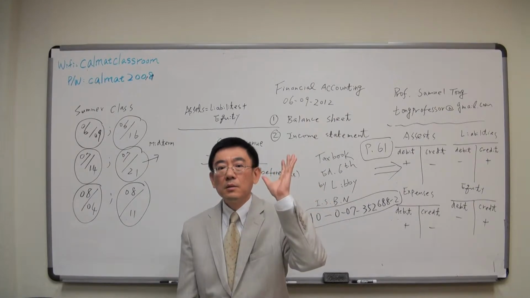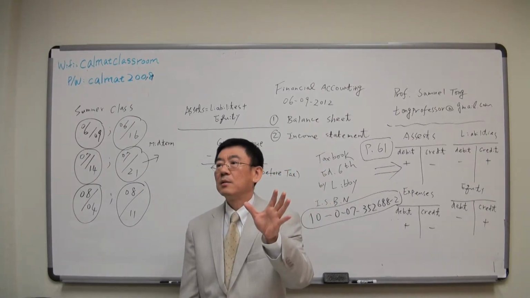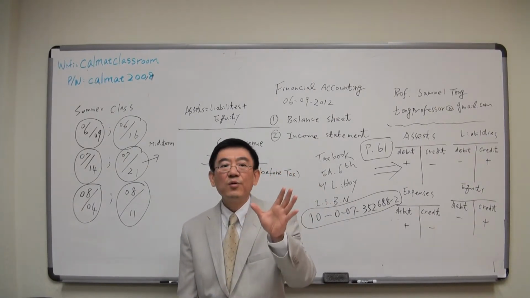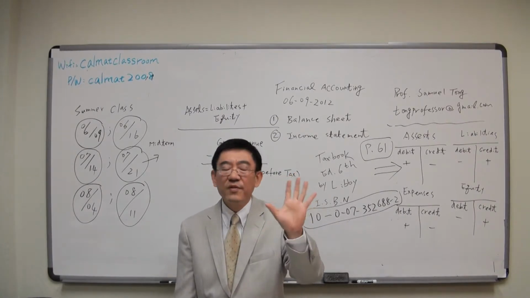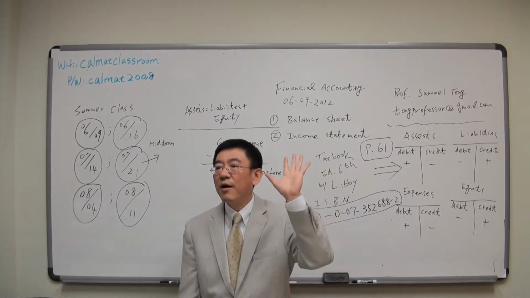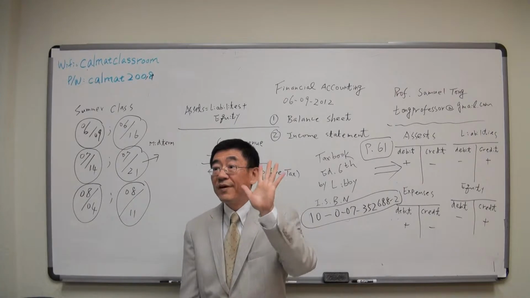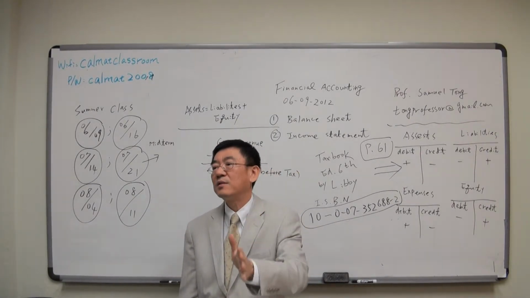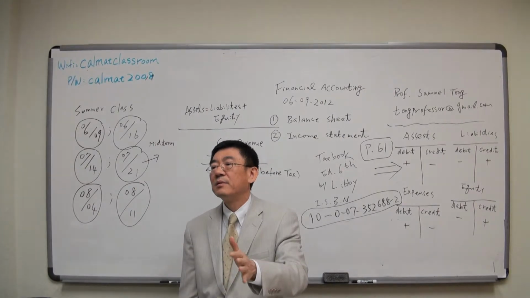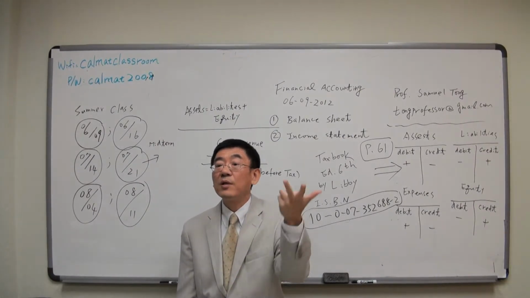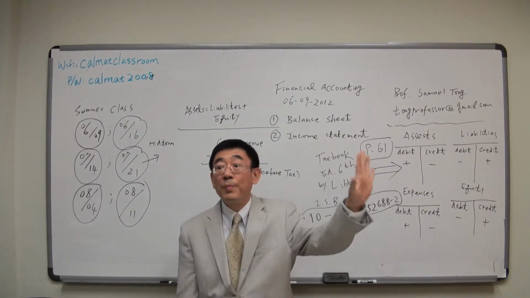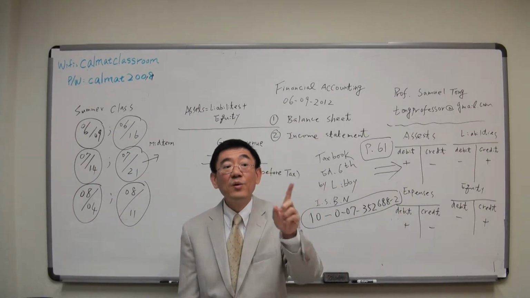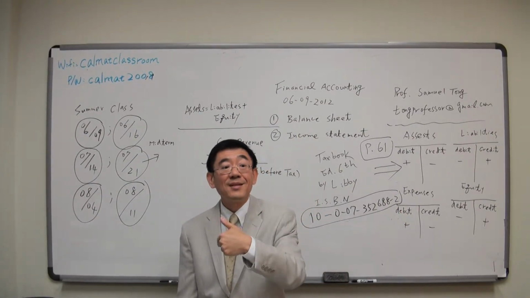Okay. Let me repeat again. So for those of you who never learned accounting ever, it's okay. There are 5 elements we're gonna repeat and repeat again for this semester. Assets, liability, equity, those 3 belong to the balance sheet. Revenue, expenses belong to the income statement.